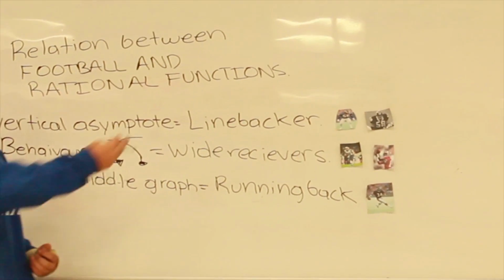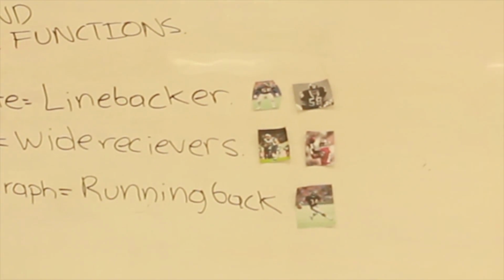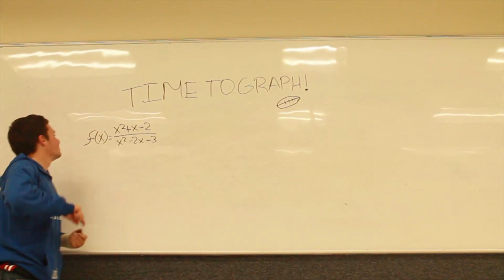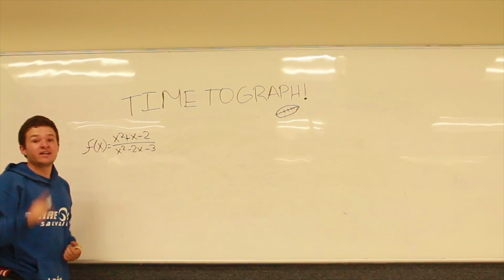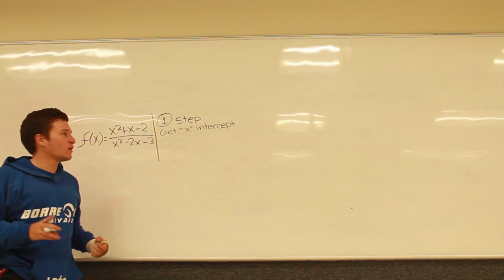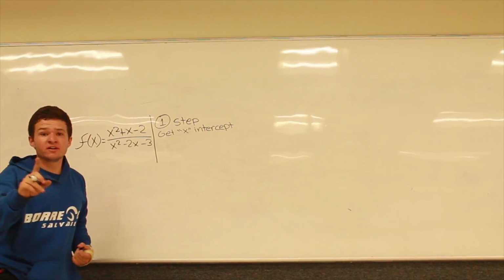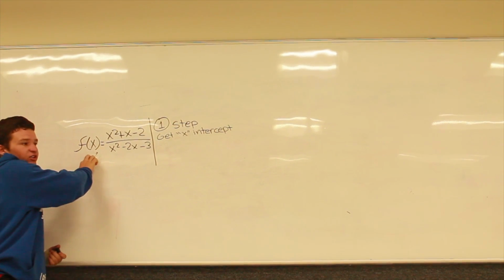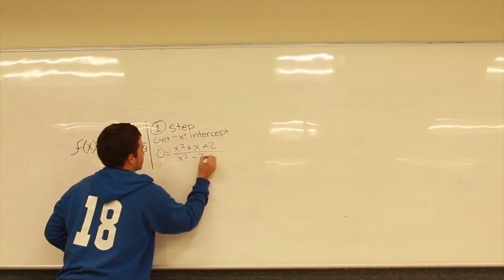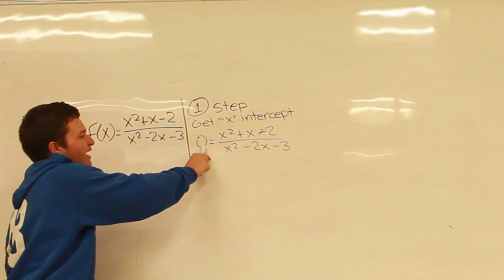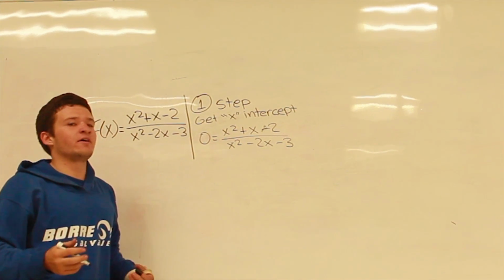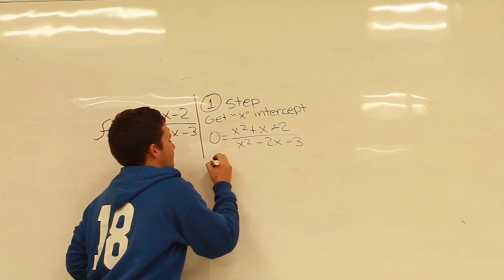And now I will put some images so you can remember what I have just explained. Now it's time to graph with some football basic concepts. We have the f of x. It is a rational function, so let's start graphing it. The first step to graph a rational function is to get the x-intercept. And in order to get the x-intercept, we must change f of x to 0. And what would happen? This would multiply with this and would be eliminated. So we would only take the numerator to get the x-intercept.